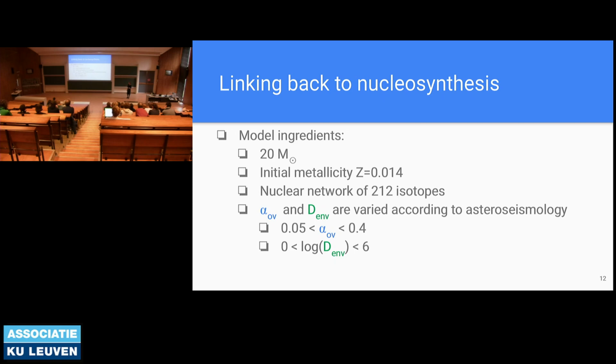So basically what we did, we looked at a 20 solar mass star, which is nice and heavy, initial metallicity of 0.014, which is roughly solar, with a nuclear network of 212 isotopes, and then we varied the overshoot parameter and the envelope mixing according to asteroseismology, for the overshoot between 0.05 and 0.4. For reference, most stellar evolution models use roughly 0.2. And then there are different values for the envelope mixing between 0 and 6 on a log scale, which is generally not implemented in models unless you use rotational mixing.